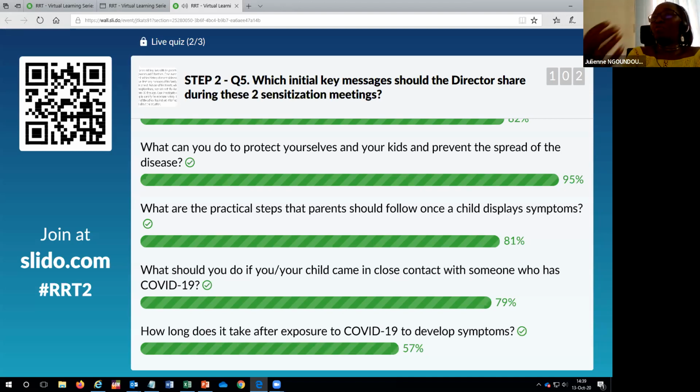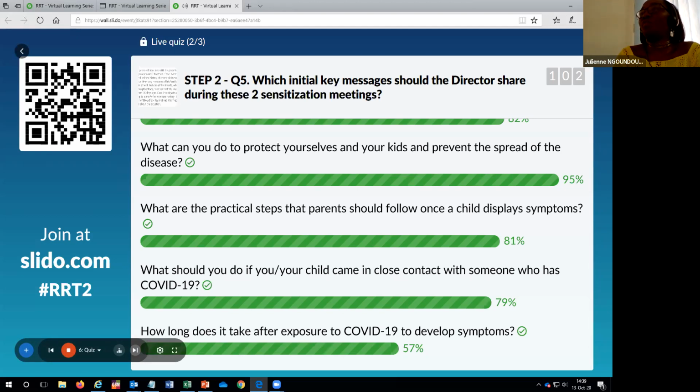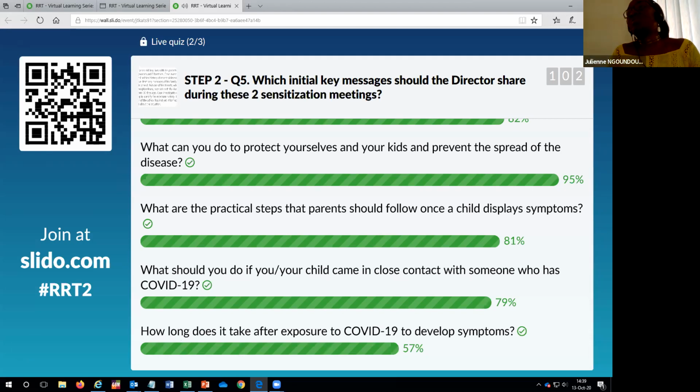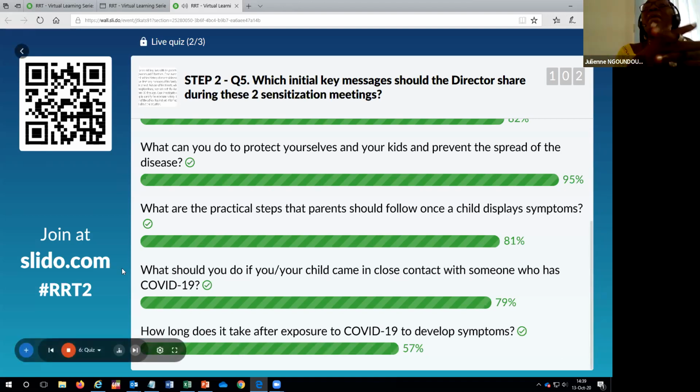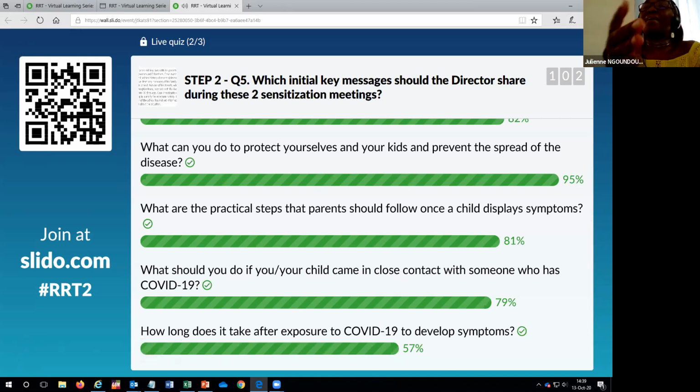So just try to focus on these 3 key messages. What can you do to protect yourself? What are the practical steps that parents should follow once a child displays symptoms? What should you do if you or your child came in close contact with someone who has COVID-19? I think these are the three main key messages that the director should share during his 2 sensitization meetings.